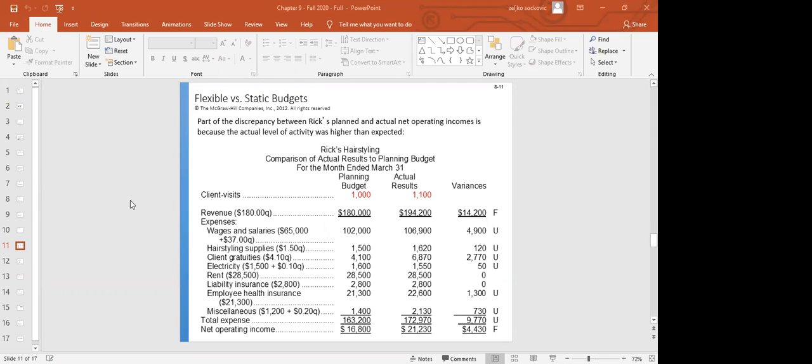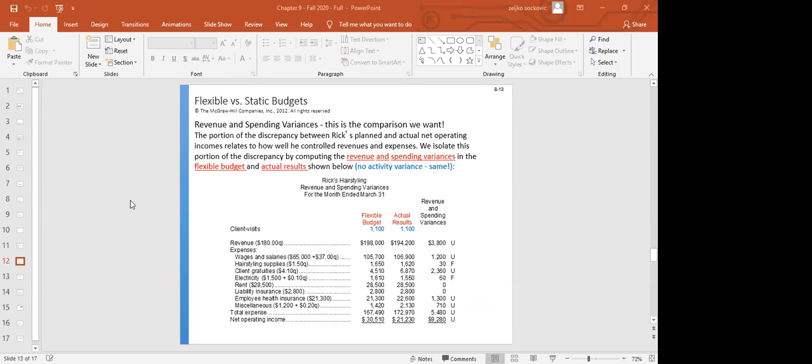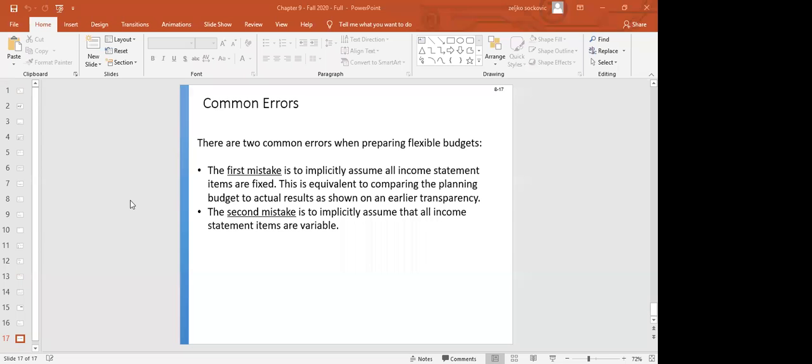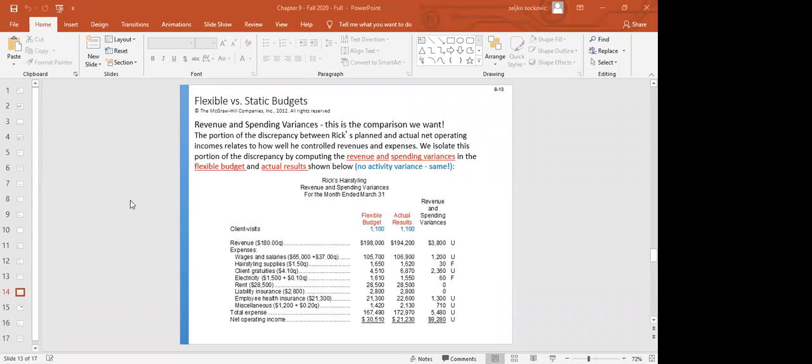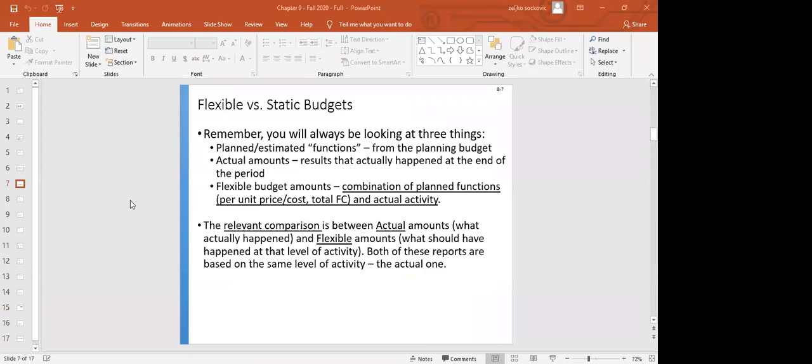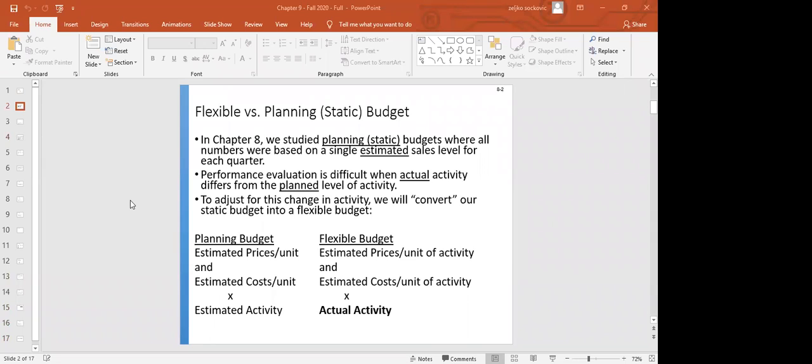So that should be fairly clear what favorable and unfavorable variance is. And then we have multiple cost drivers, and we will go through this now in exercise. But this slide here is basically the chapter, right? Summary.